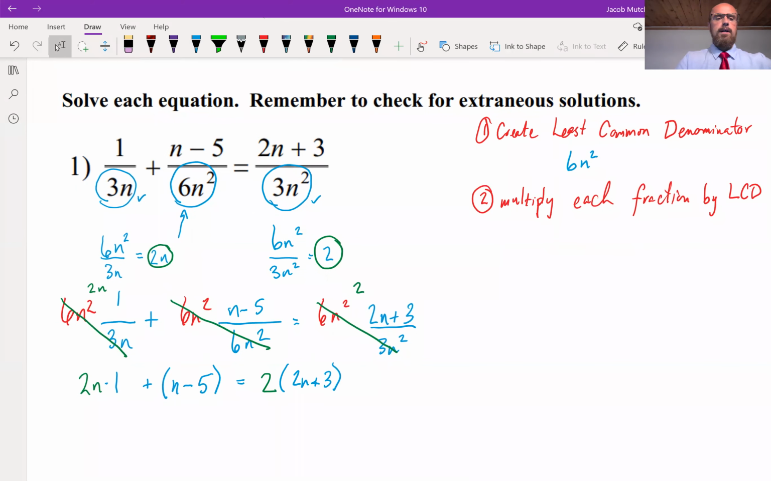So let's simplify that. I'm going to reduce all this down as much as I can. I'm going to lose the parentheses there and multiply. So this is 2n plus n minus 5. On the far side, I want to distribute the 2 through the binomial 2n plus 3. So that's 4n plus 6. I've got some like terms to combine on the left. 2n plus n is 3n. And then I'll repeat this. Minus 5 equals 4n plus 6.